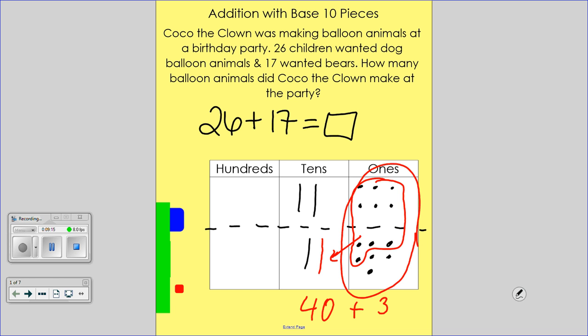So 40 plus 3. 40 plus 3 is equal to what number in the standard form? Emily? 43. We good with this? You got this in your notebook? Make sure you have this problem in your notebook because the next couple we're going to do on our desk.